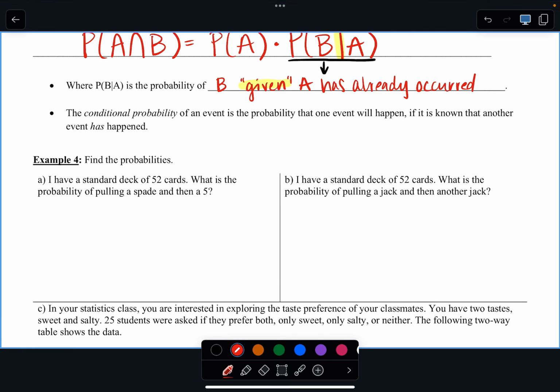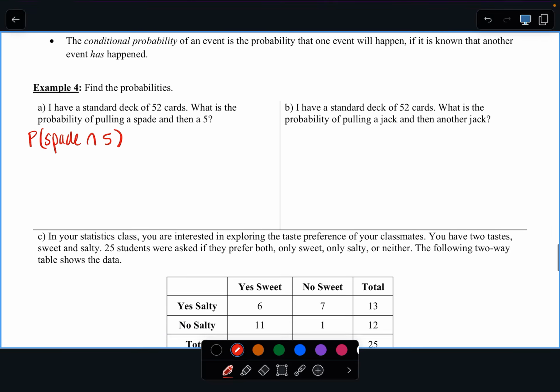I have the probability of a standard deck of 52 cards. What is the probability of pulling a spade and pulling a 5? Now here's where I'm going to make a disclaimer, because I should have worded this a little bit differently. We're going to assume the first card that was pulled is not a 5. We will approach the situation where it is a 5 next class period. But for now, we're just going to assume the first one is not a 5.